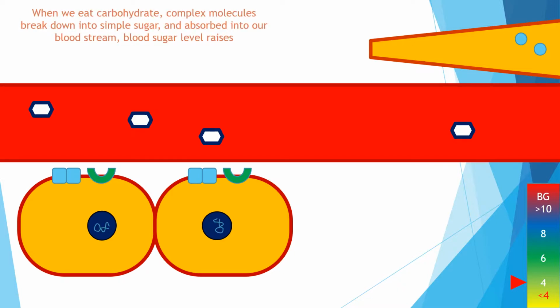So normally our blood sugar in our body should be between 4 to 6. A little bit higher, a little bit lower, that's fine. But between 4 and 6 is the optimal level. So when we eat, we absorb food, and some of it will break down into simple sugar and we absorb it. This sugar will be absorbed into our blood vessels, which may increase the blood sugar level.